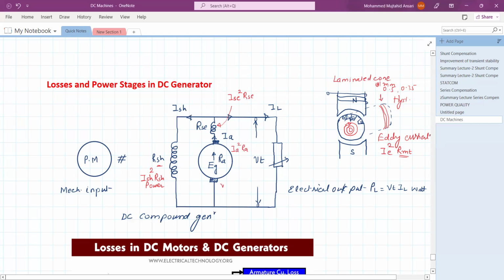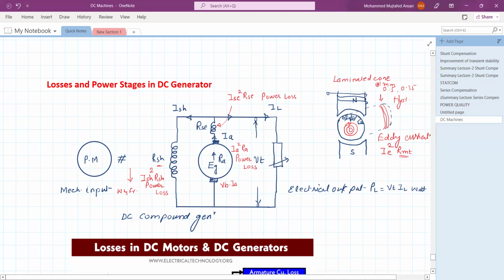Say brush losses are there. Say the brush voltage drop is VB multiplied by the current which is flowing through the brushes, IB. So this is the loss. These are the power losses. So these are the losses which occur inside the DC generator when converting from mechanical energy to electrical energy. One more loss is there, and this is called the windage and frictional loss. So these are the different types of losses that are going to occur inside the DC generator.